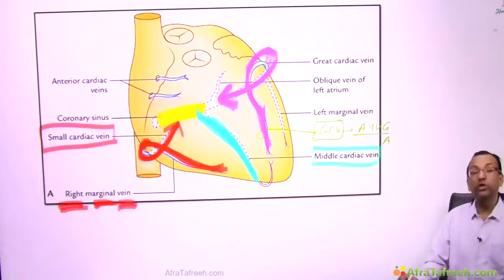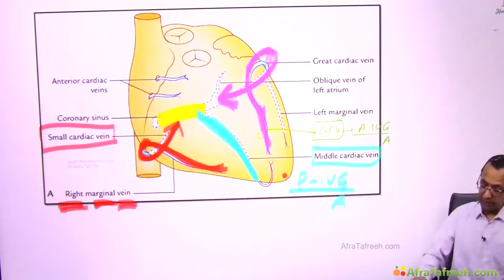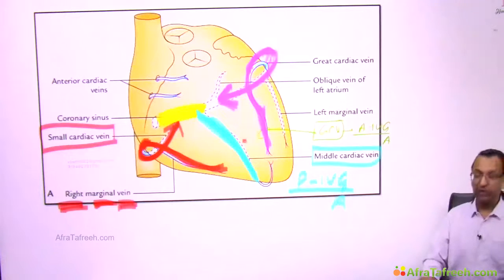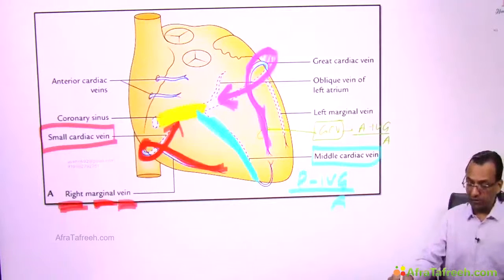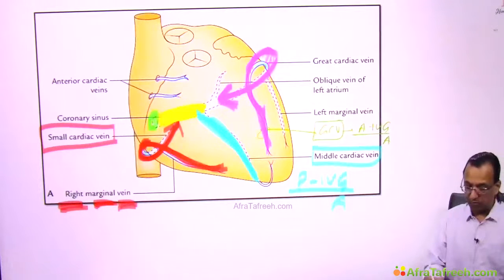And what about the middle cardiac vein? The middle cardiac vein was running in the PIVG with the PIVA. You mean to say posteriorly? Yes, it was. The middle cardiac vein was in the posterior interventricular groove along with the posterior interventricular artery. And where is it draining? Into the coronary sinus. And where is the coronary sinus draining? Of course, it will be draining into the posterior wall of the right atrium.